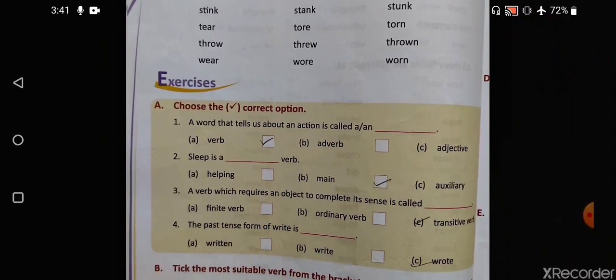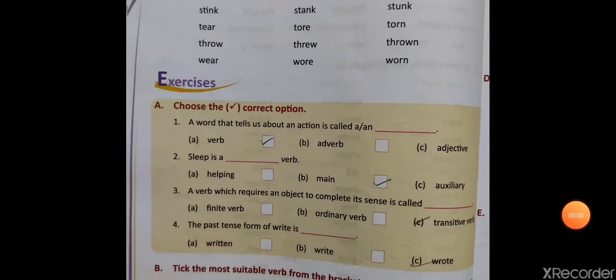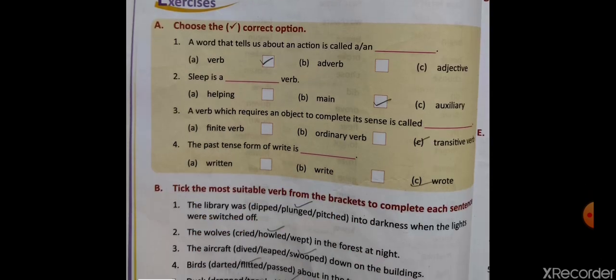Let us come on to the exercise. Okay, first question is, choose the correct option. A word that tells us about an action is called a verb. Sleep is a main verb. A verb which requires an object to complete its sense is called a transitive verb. The past tense form of write is wrote.